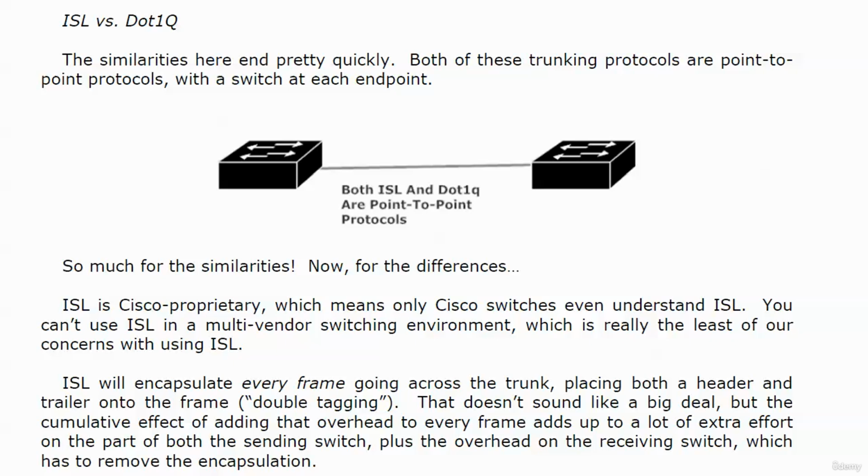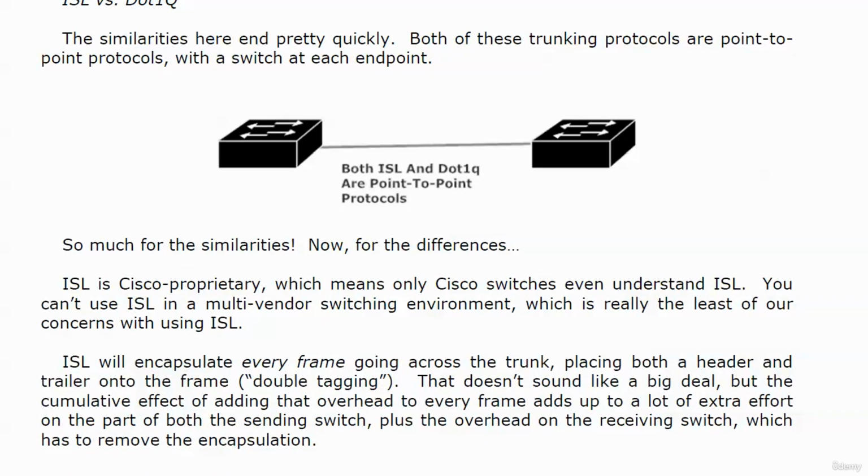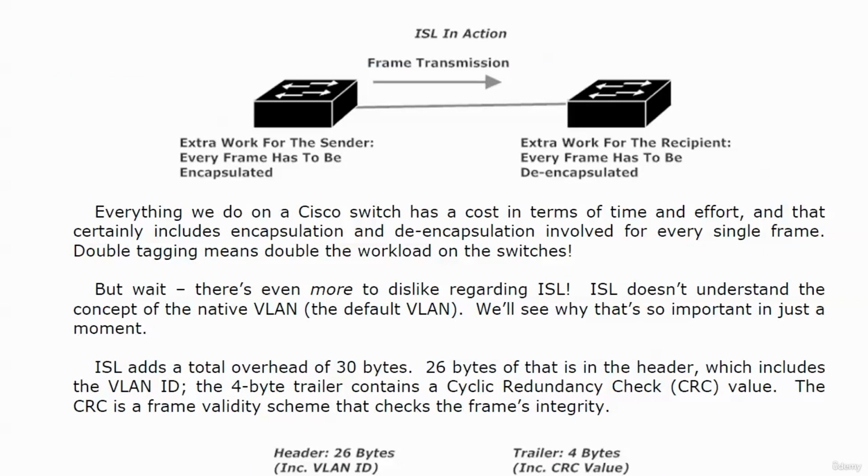Because while the sender has to encapsulate every single frame, the recipient, the receiving switch, has to de-encapsulate every single frame. So there's a time loss in there, there's a little extra workload for the CPU, and on top of that, we're actually using more bandwidth because the frames are bigger themselves. So there's a lot of extra work going on there with that double tagging. Now, everything we do, of course, on that Cisco switch has a cost in terms of time and effort. And that's one reason you don't see a whole lot of ISL anymore.